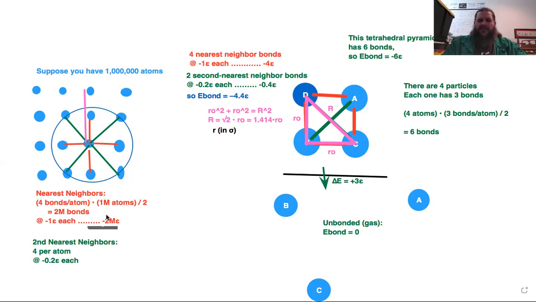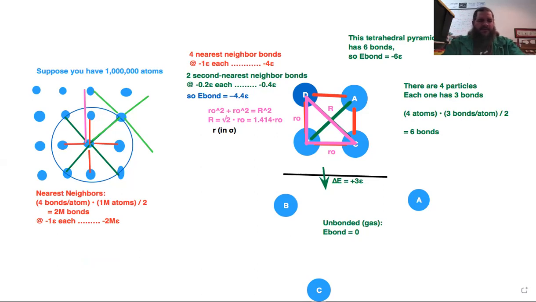That alone would be a reasonable approximation. The second nearest neighbors don't contribute all that much extra beyond that. But we could be more accurate by including the second nearest neighbors. Again, there's 4 second nearest neighbor bonds per atom. So just the same, we can multiply it by the number of atoms, 1 million atoms. Divide by 2 to eliminate double counting, because for instance, if we say this atom has 4 second nearest neighbor bonds, we just counted this one twice. So we still need to divide by 2.